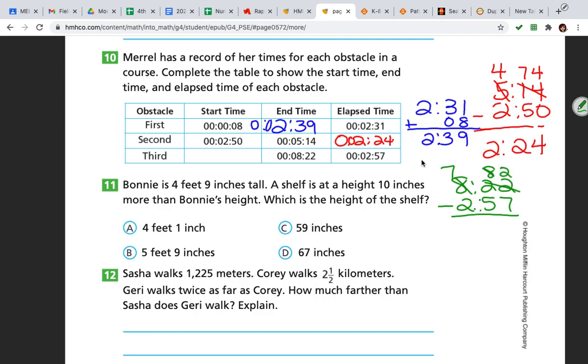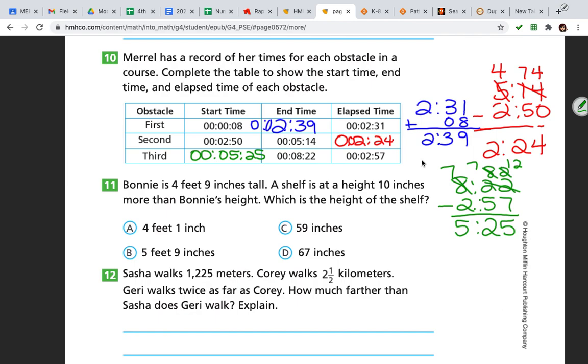2 take away 7, still can't do it, so we're going to borrow, that's 12. 12 take away 7 is 5. 7 take away 5 is 2. 7 take away 2 is 5. So she must have started at 5:25. If she started at 5 minutes 25 seconds, she ended at 8 minutes 22 seconds. Her elapsed time was 2:57.